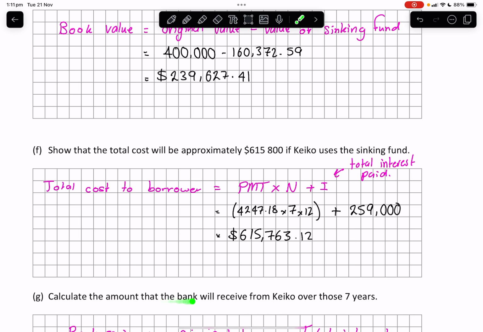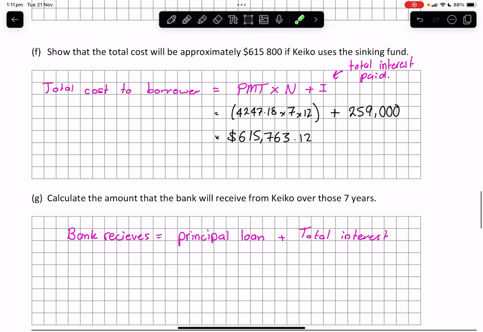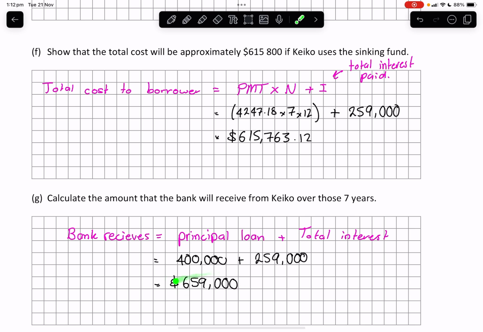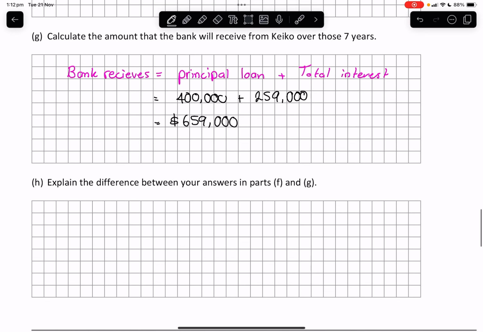Now let's also calculate the amount that the bank will receive from Kiko over those 7 years. Now the bank will receive the principal amount of the loan back and the interest from the interest-only loan. So the principal of the loan is $400,000, and the total interest is $259,000. So overall, the bank receives $659,000.